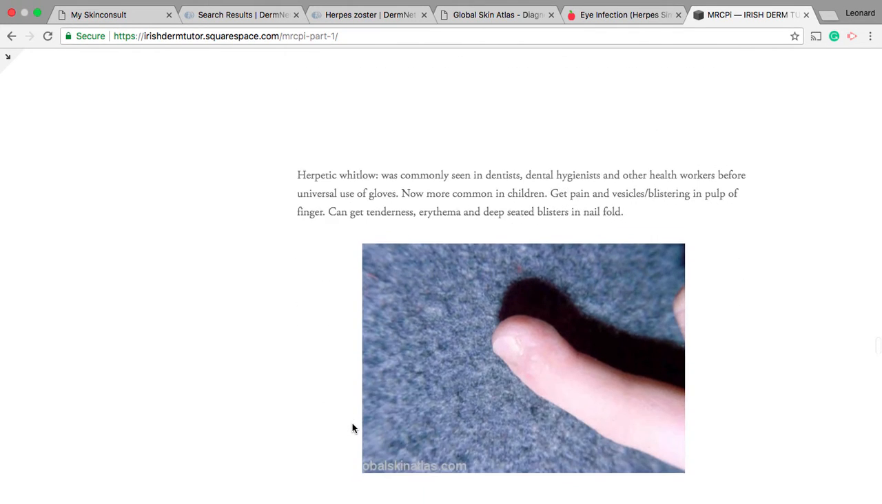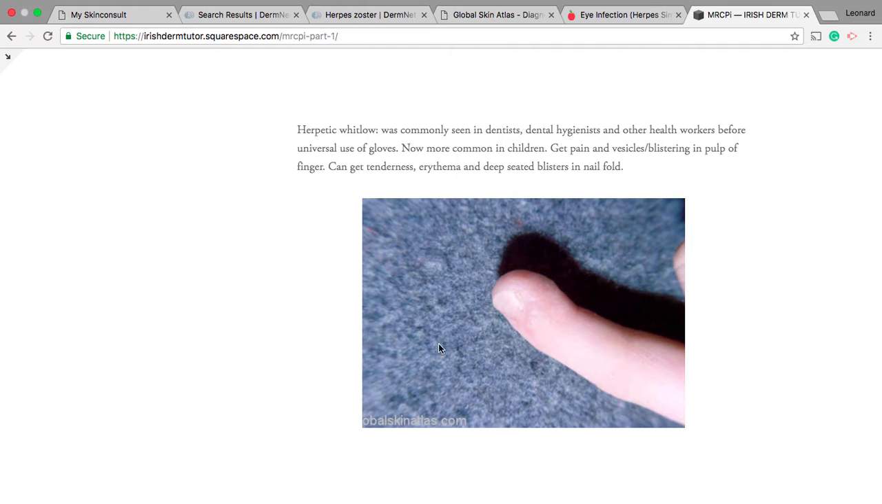Now, this isn't the best image, but this is a thing called herpetic whitlow. It used to be commonly seen in dentists and other health workers before the universal use of gloves, and now it's seen more commonly in children.